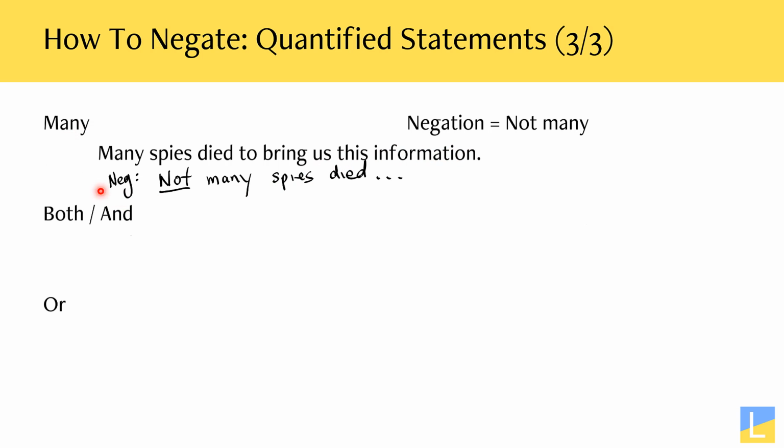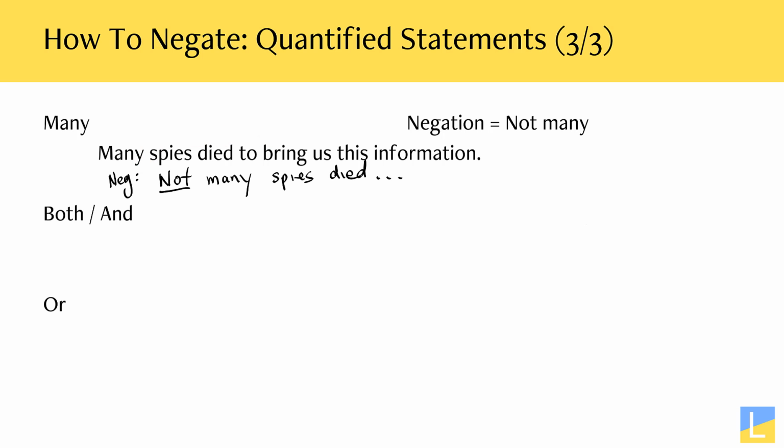And the most important thing to me to notice is that the negation of many is different from the negation of some. The negation of some was none, but the negation of many should just be not many. Because maybe there's only one spy who died to bring us this information. That's still not many. You're still allowed to have a very small number of spies dying, and that would still contradict the claim that many spies died.